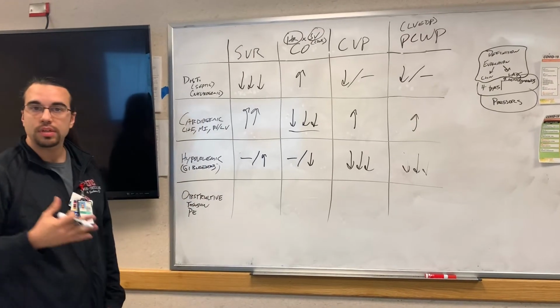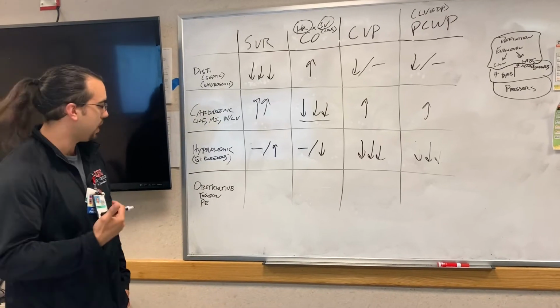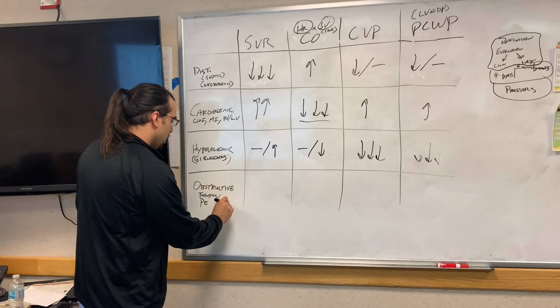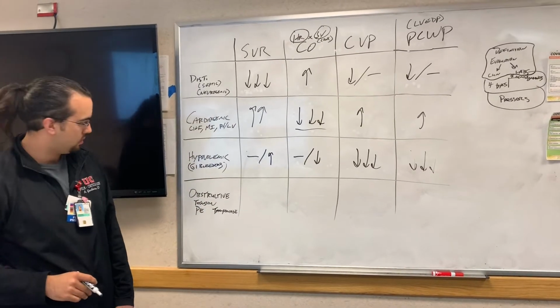Pulmonary embolism is a classic obstructive shock where the left side doesn't fill because there's a blockage in the right-sided circulation. Cardiac tamponade can also do this.